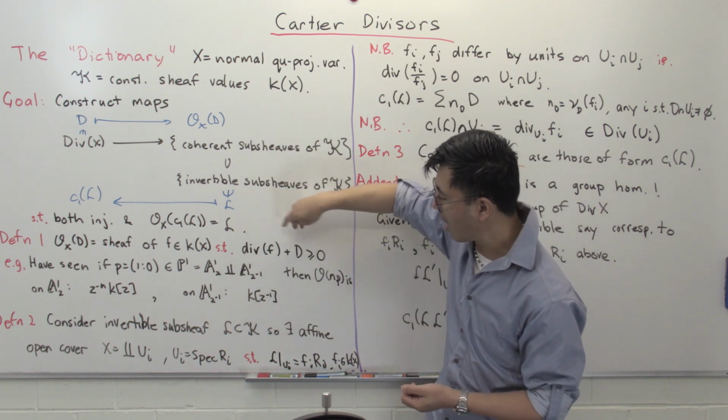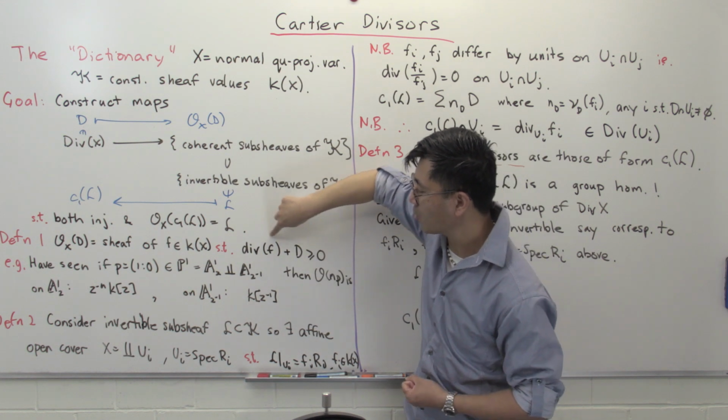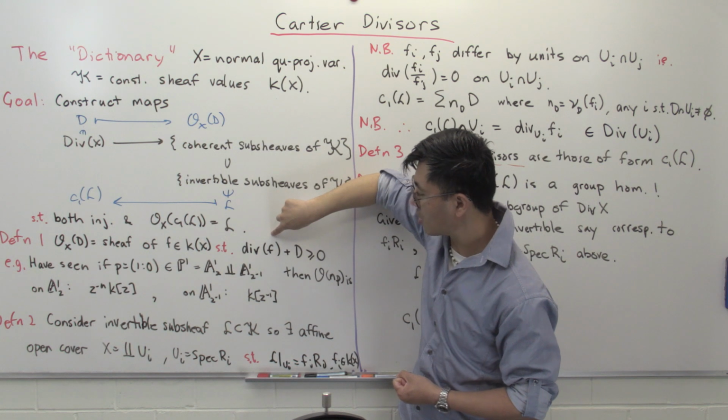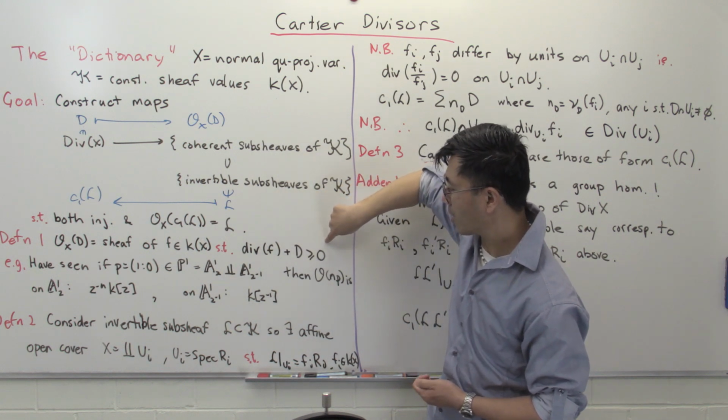So what does this O(nP) mean? If you look in here, what does it say? Here you've got nP, so that means that if you add nP to the divisor of f, so you have some rational function whose divisor is such that if you add nP to it, it's going to be greater than or equal to 0.